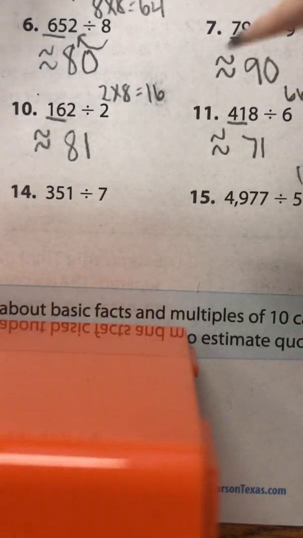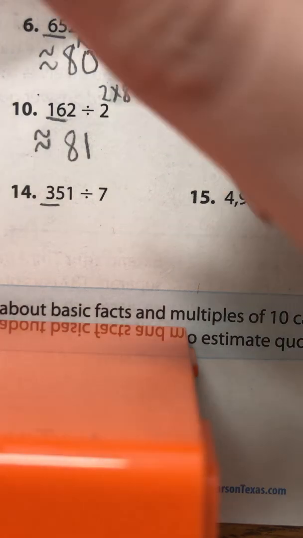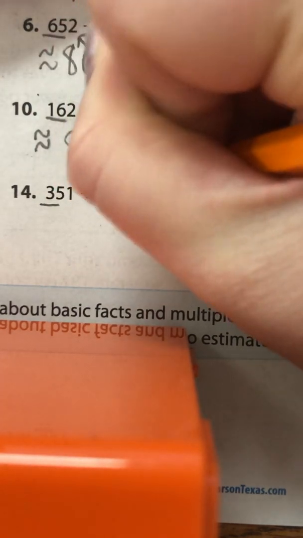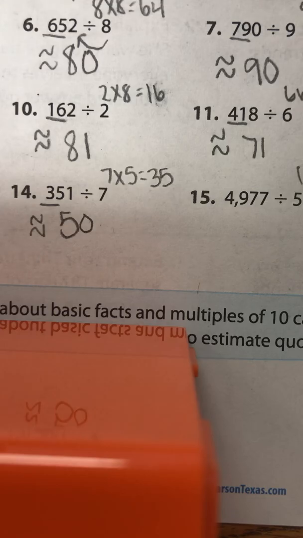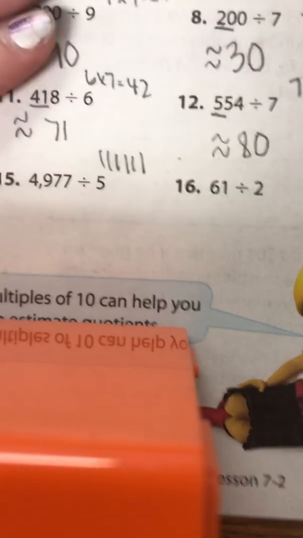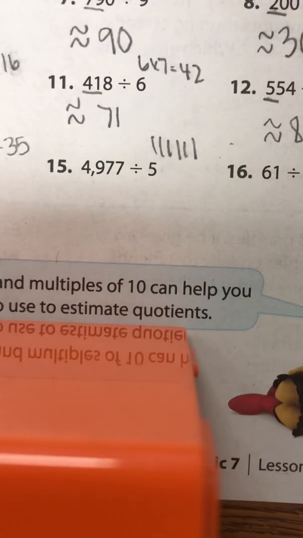Back to a bigger number over here, 351 divided by 7. 7 times 5 is 35, so that one goes in pretty well. I'm going to put a 5 there. 1 cannot be divided by 7 though, so I'm going to put a 0. 351 divided by 7 is about 50. Now that I'm doing this, it's going much faster because I'm getting used to the process of looking at the first 2 digits first and thinking of the math facts I already know.